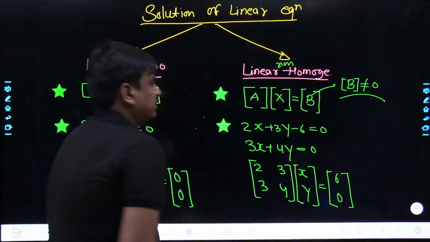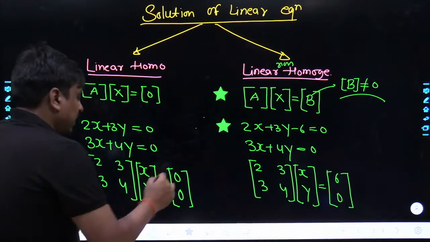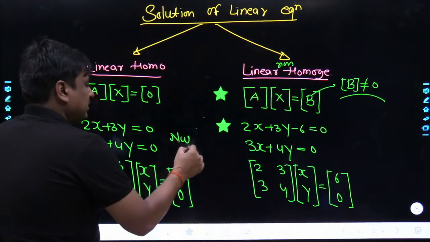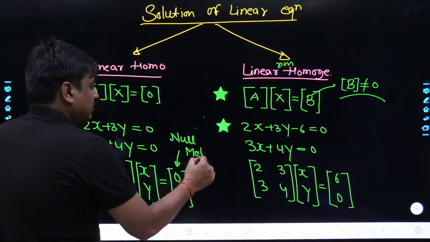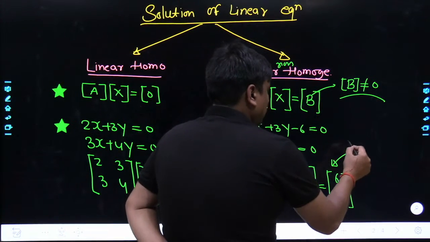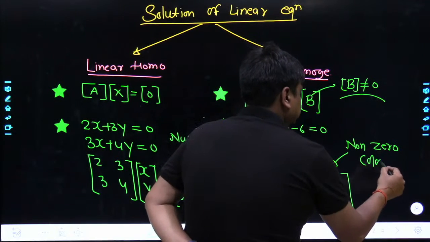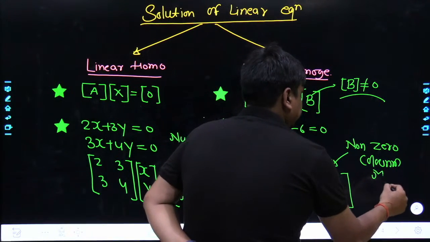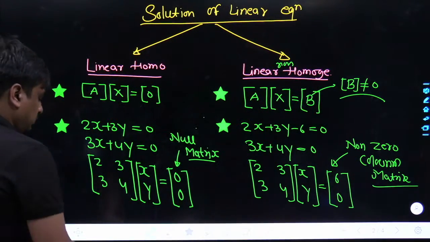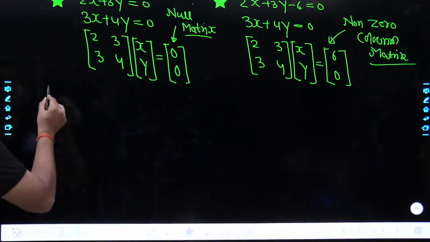6 and 0. Yes. So just by seeing this, you would be able to know many of the things. It's a null column matrix, or for the time being you can just write null matrix. And similarly, it's a non-zero column matrix. Yes. Let me go down. Now, again come back.